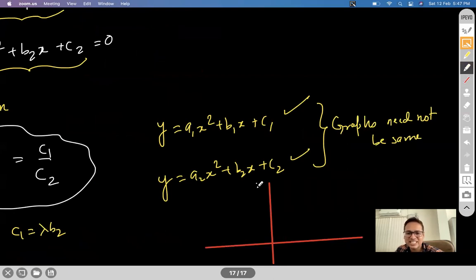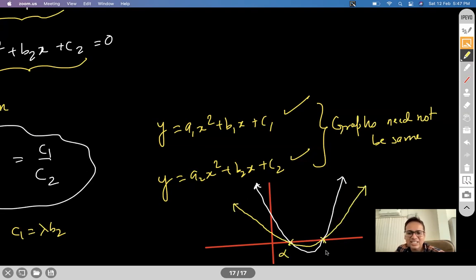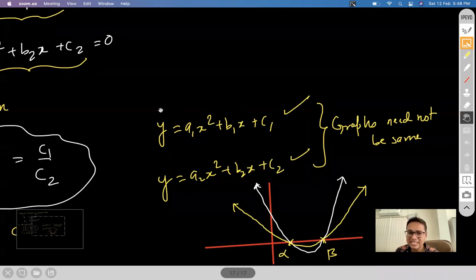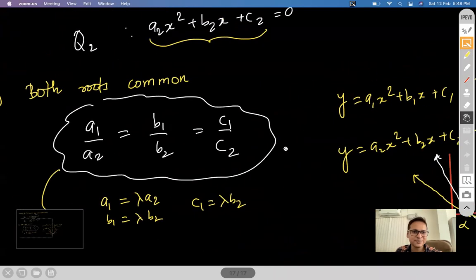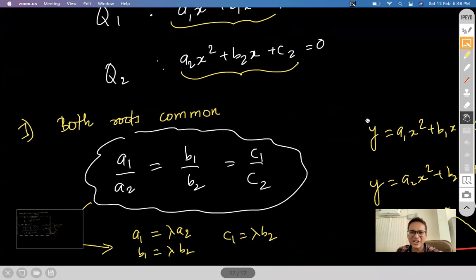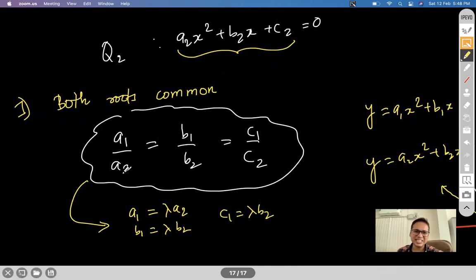So let's say if one is this white one. Okay, let's say I'm just making a dummy one. The other may be something like this. Okay, but still cutting the x-axis at the very same position. So these two graphs need not be the same. Okay, so please understand these are small things where you might get stumped. Okay, is it fine? All right, let's talk about the second case here, when at least one root is common.